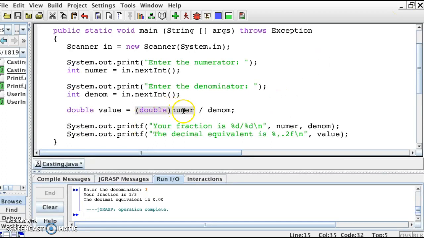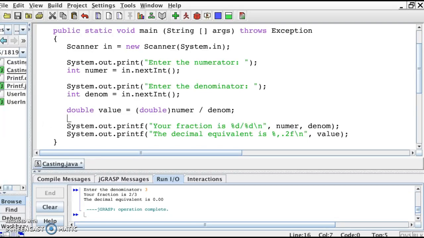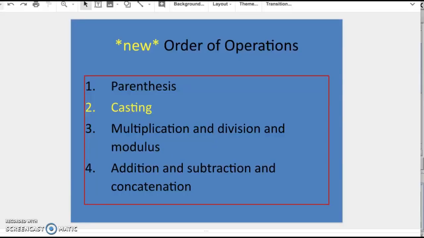One thing to keep in mind is that this variable is still an integer, and what's stored in it is still an integer value, so it's not changed. It's just for this one line that we're going to temporarily change that to a double, and as soon as I get here, it's back to an integer. There are a couple examples in the slides that we can look at.